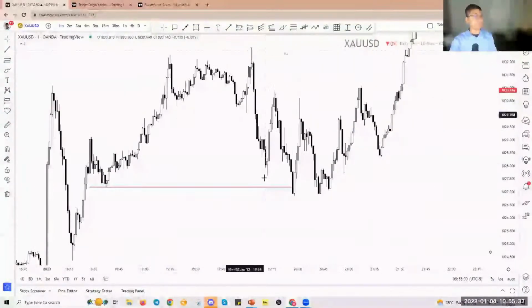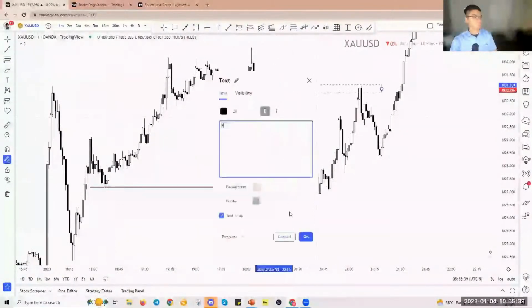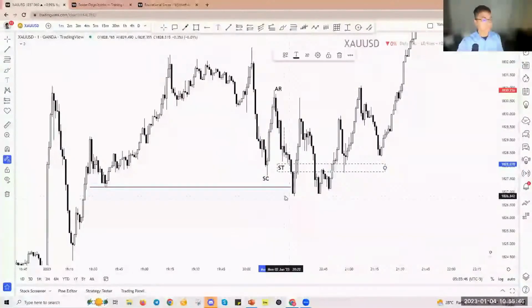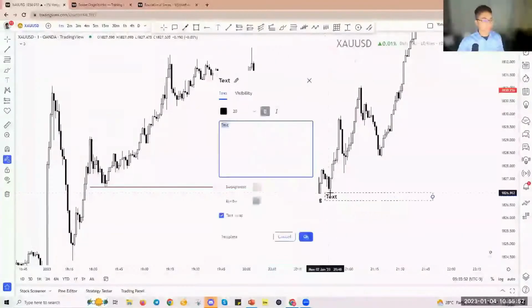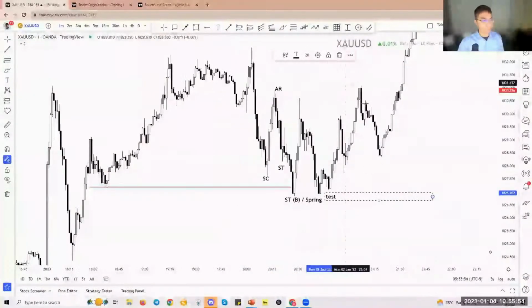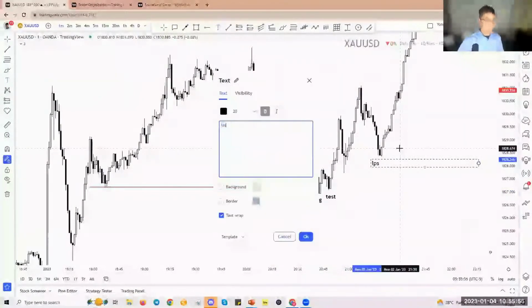So next we have the SC, AR, ST. Just now I told you guys that on Go, sometimes the ST and STB is connected. STB and spring, they are together. So next we have the test right here and the last points of supply.